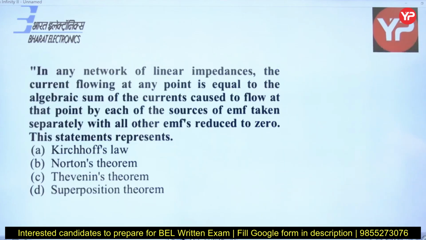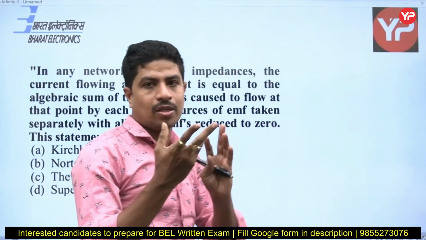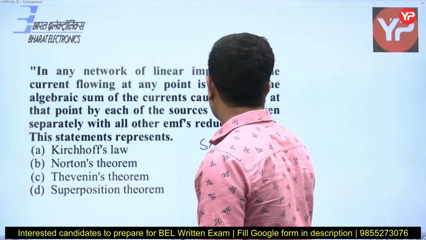Next question, please. Any network of linear impedances, the current flowing at any point is equal to the algebraic sum of the currents caused to flow at the point by each of the sources of EMF taken separately with all other EMFs reduced to 0. This statement represents. He just twisted the statement. This statement is of the superposition theorem.